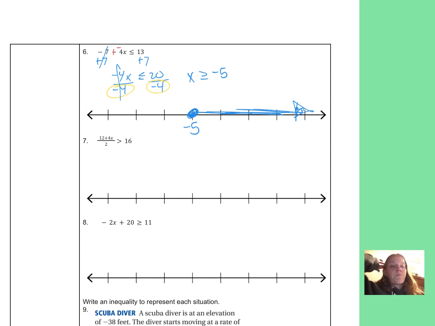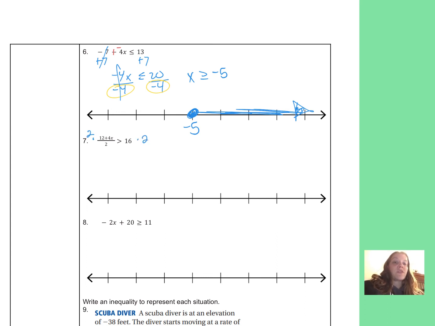Number 7. This one looks a little bit different because it's got that giant fraction bar. Again, the fraction bar just means divide. So this really says all this stuff divided by 2. Well, since that's the part that's making it more confusing, let's go ahead and take care of that first. The opposite of dividing by 2 is to multiply by 2.